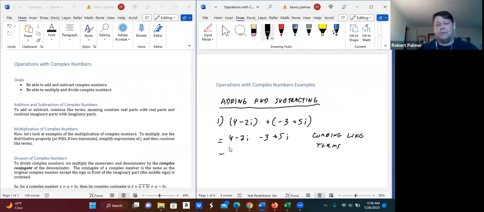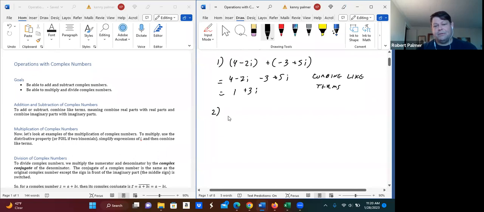Okay, so it means combining the real parts, the parts without i. So 4 and negative 3 is a positive 1. Then combine the imaginary parts, the parts with i. So negative 2i and positive 5i leaves us with plus 3i. And that then is the result. This is what you get when you add these complex numbers. Okay, let's look at one more. Let's look at one more with subtraction.